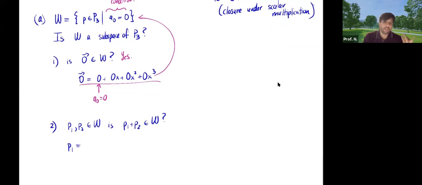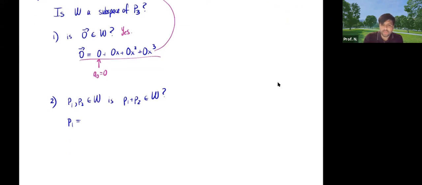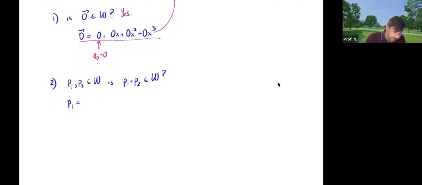I'm saying I have one polynomial and another polynomial. What happens if I add these two polynomials? Will I still be in the set W? Well, let's be more specific with P1. To be in W, P1 has to have 0 as a constant. Then the next terms would be AX plus B x squared plus C x cubed.